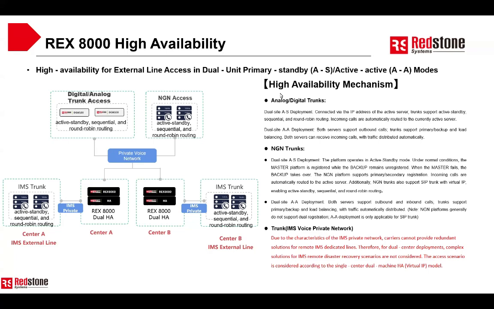So I speak again. I was just talking about the first scenario in the dual site. The first one, analog and digital trunks, no problem, because if you're whitelisted, it will be permitted by the system. So in the NGN platform, is there any problem? Under the AS mode, no problem, because it usually registers on your master platform.